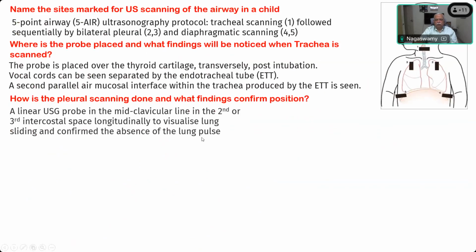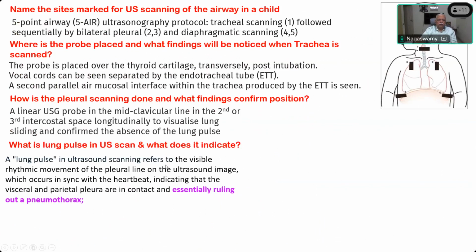Can anyone tell me what the terminology lung pulse indicates in USG interpretation? Have you heard of that? Lung sliding, you have all heard. So lung pulse in an ultrasound scan, what does it indicate? It refers to visible rhythmic movement of the pleural line on the ultrasound image, which occurs in synchronization with the heartbeat, indicating that the visceral and parietal pleura are in contact with each other, essentially ruling out a pneumothorax.